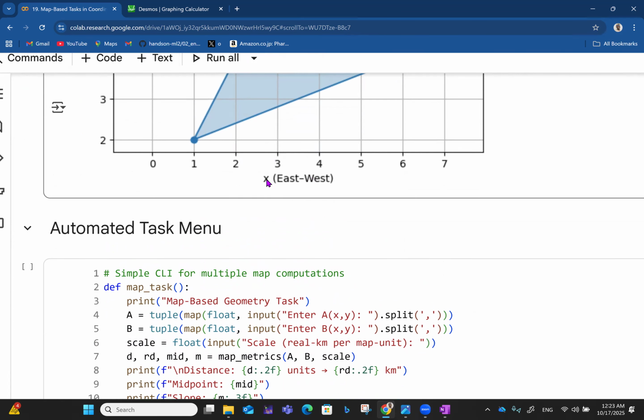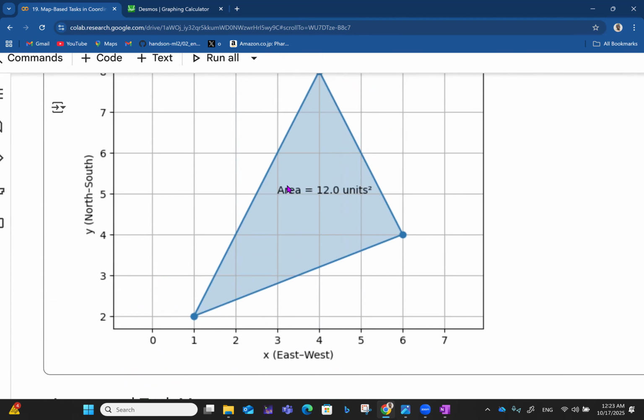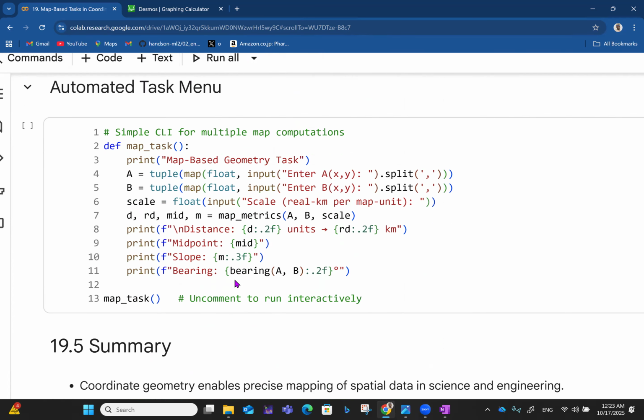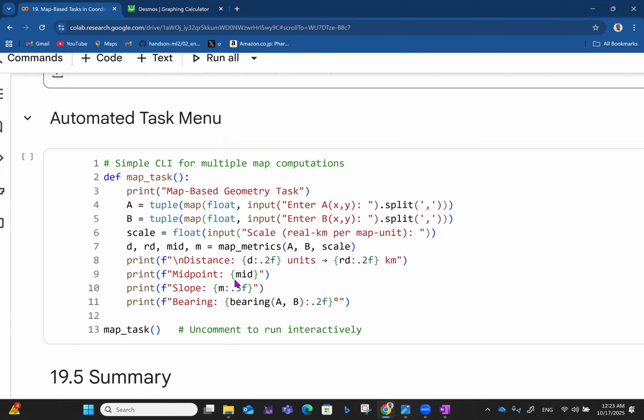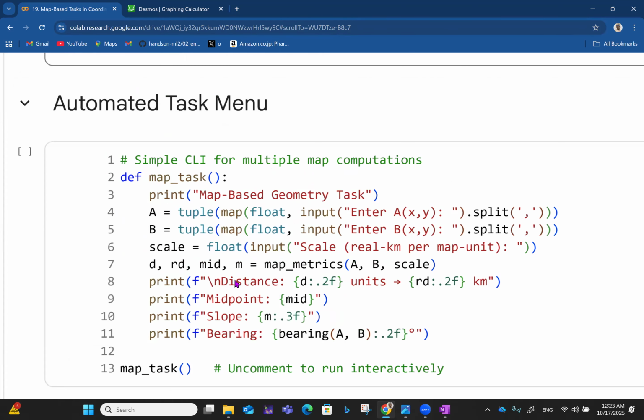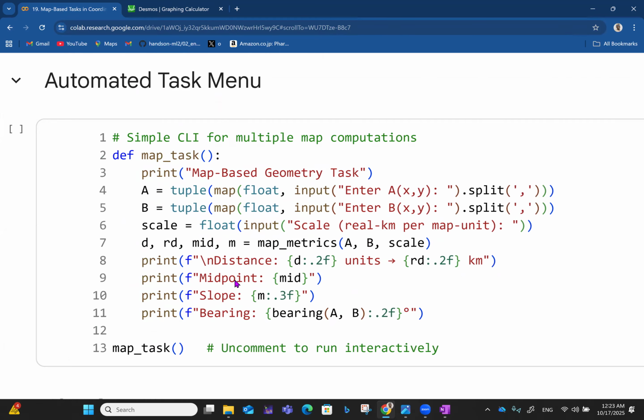So this is east-west, right? And this is north-south. So you can automate some tasks, with some map tasks based on this. So if you want to, this code now is open. So anything you want to do, you just decide what you want to do and go for it. So you have a simple CLI for multiple map computations. So you want to print a map-based geometry task.